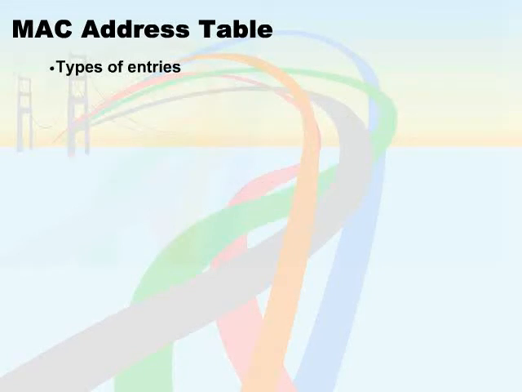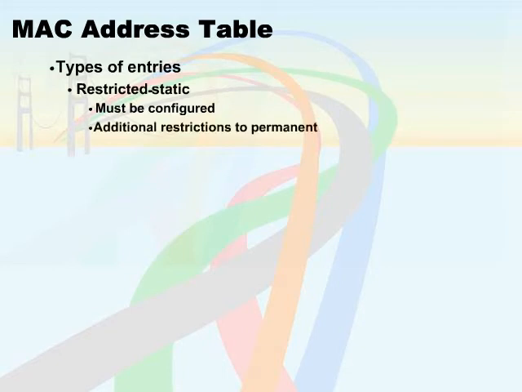Of course, in some cases, we may need to have security, and so there is one additional level of MAC address entry that can be added to a Layer 2 switch. This is what is known as a restricted static entry. This entry must also be configured very much in the same manner as a permanent entry, but the aim is that it does give us additional restrictions. What that means is that when we dedicate a MAC address to a particular port, only that MAC address would be able to use that port.